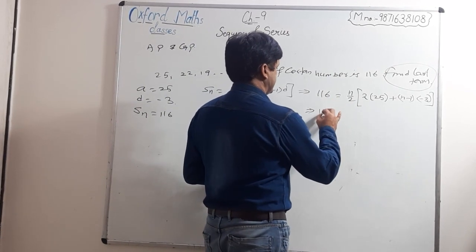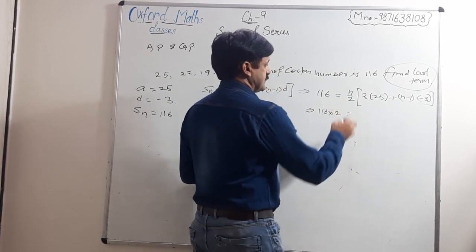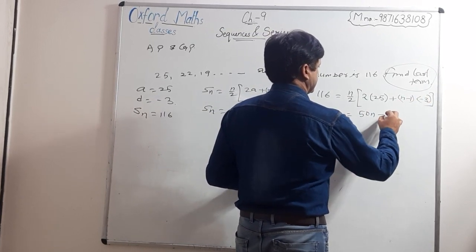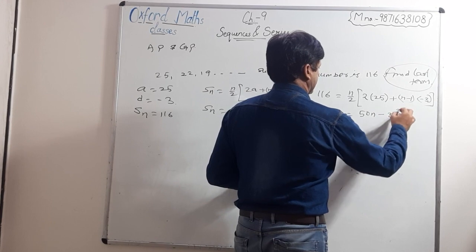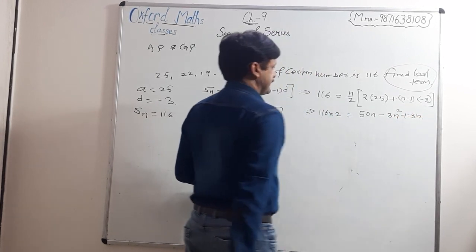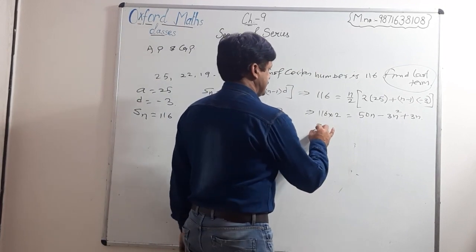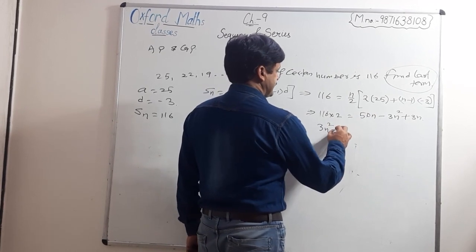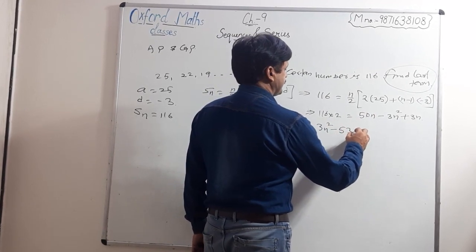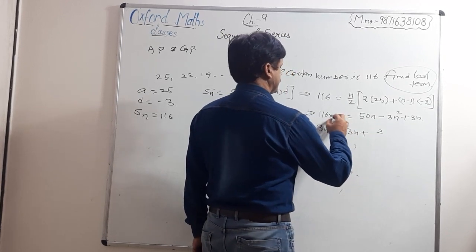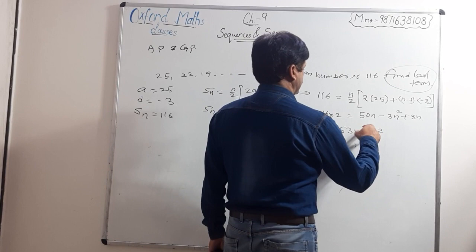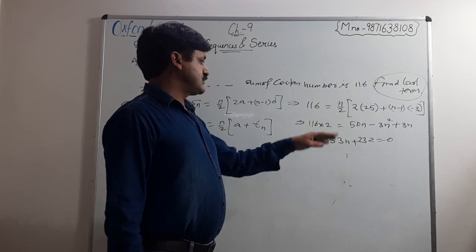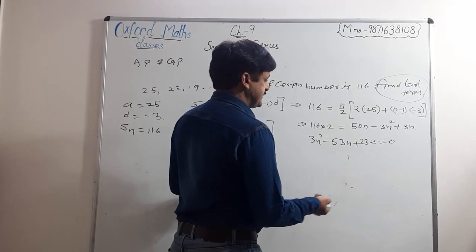This is 116 into 2 is equal to 50n minus 3n square plus 3n. Or we say 3n square minus 53n plus 232 is equal to 0. Now solve this quadratic equation by middle term split.